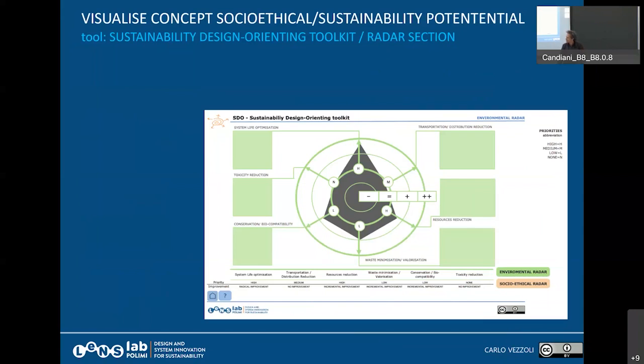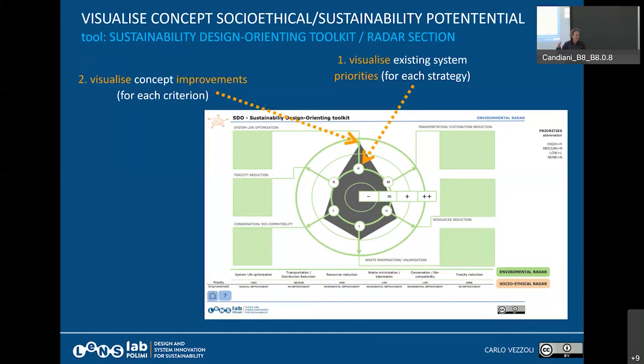When this is made again in the SDO toolkit, it will be automatically visualized in the radar diagram with the 6 criteria, where you have highlighted for each of the criteria the priority and the improvement. For example, here H stands for high priority, radical improvement. Great. So that's a good thing. It would not be that good if, for a medium priority, I don't have any improvement, so maybe it would be good to go back and rethink how something could be improved.